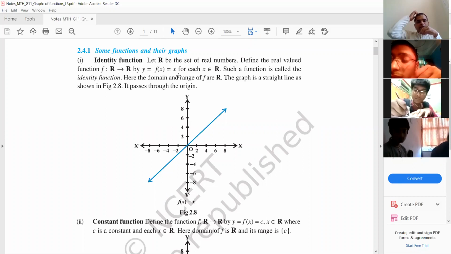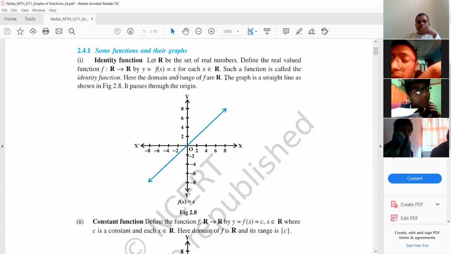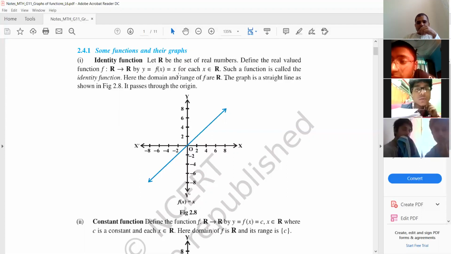If I say that f(x) = x² + 1, what will be the value of the function at x = 2? Again, carefully, the function is f(x) = x² + 1. So what will be the value of f(x) at x = 2? 5, correct. Because x² means 2² plus 1.